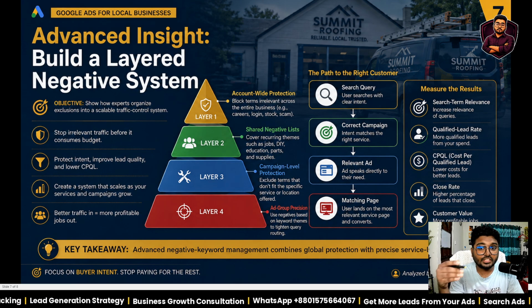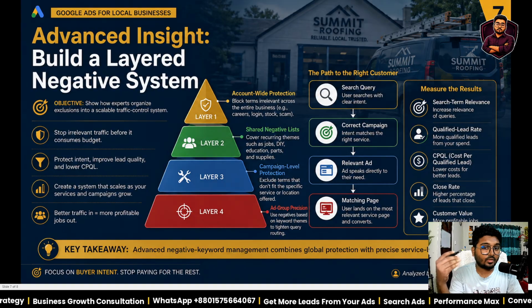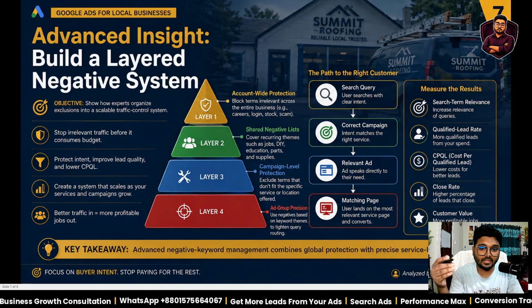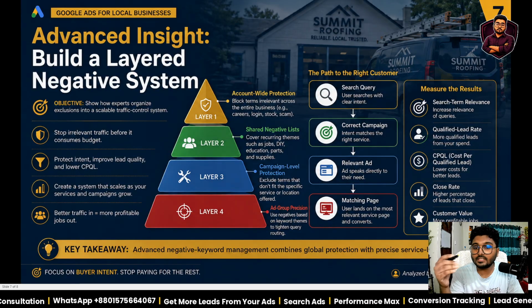Level 2. Shared negative list. Create a reusable list for common themes. Examples include employment, DIY tutorials, education, and parts and supplies. This list can be added to several campaigns, which makes management easier.